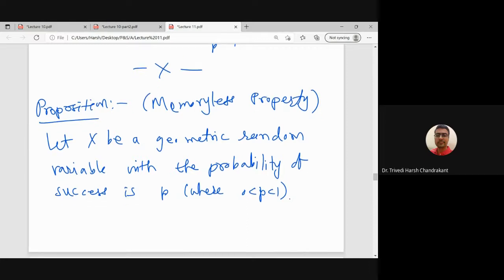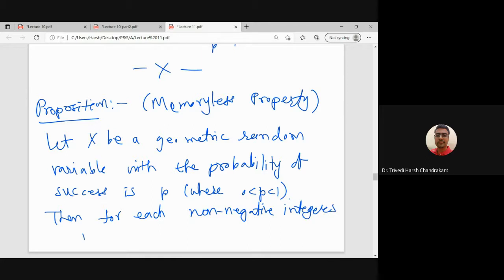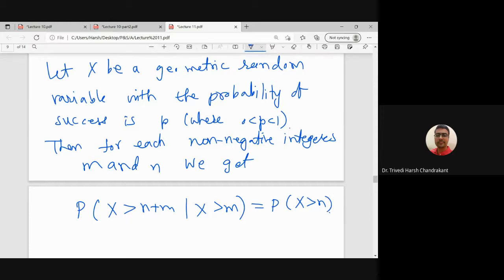Then for each pair of non-negative integers m and n, we get the probability of X greater than n plus m, given X greater than m. This is a conditional probability that equals the probability of X greater than n. Remember that we were discussing independent events, and we know the rule for conditional probability.